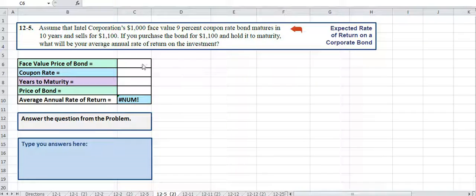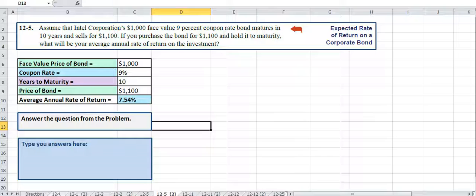But let's find out. So let's put in our numbers here. 1,000, coupon rate 9, years to maturity 10, and the price of the bond that they're paying for the bond is $1,100, and we can see that the average annual interest rate is something less than 9. It's 7.4.